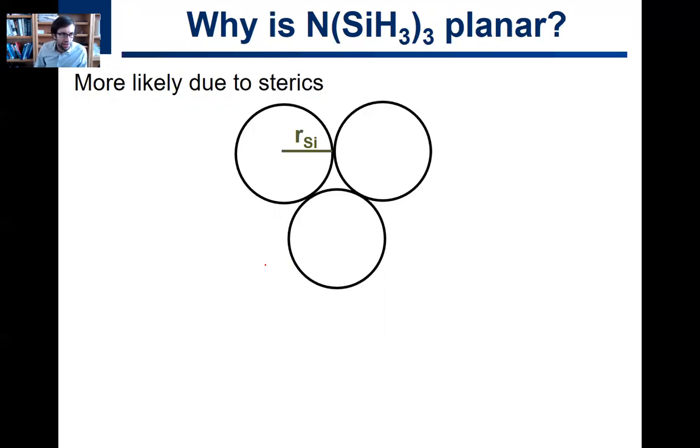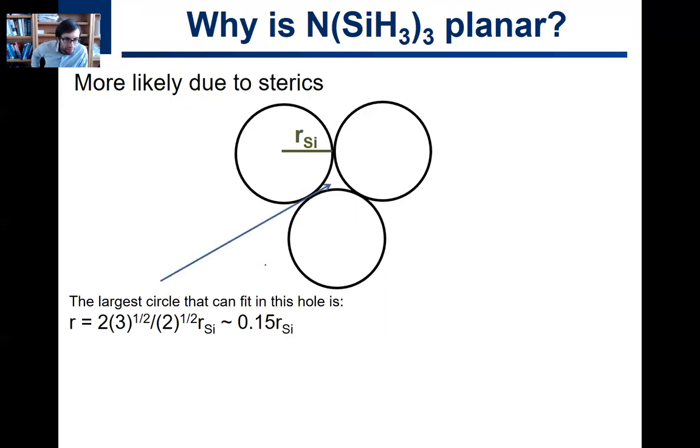Here's kind of an empirical spin-off theory from VSEPR. This is looking deeply at the sterics. So what you can do is map out the sterics and see what geometries can work. You can look up the radius of silicon, the bonding radius of silicon.